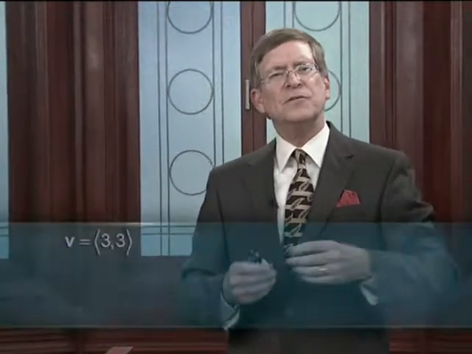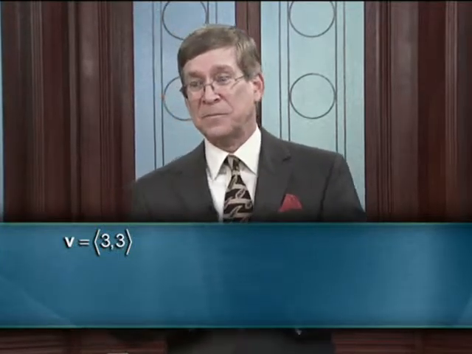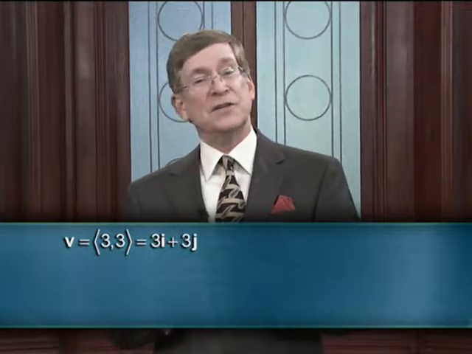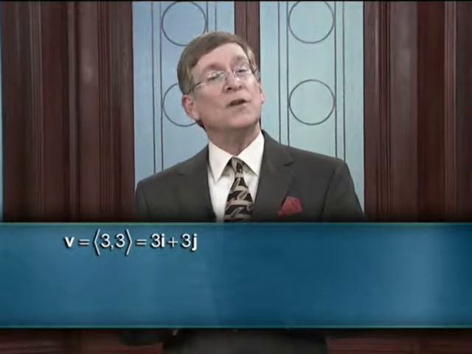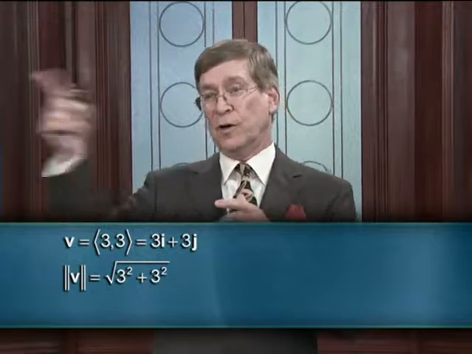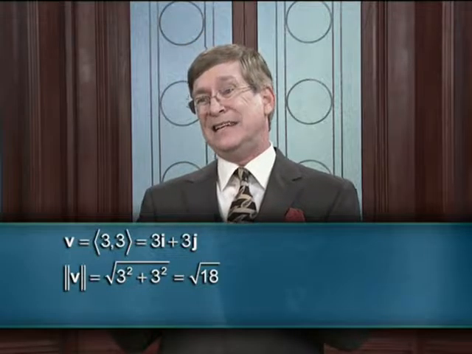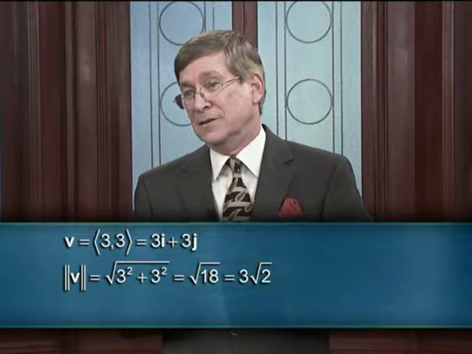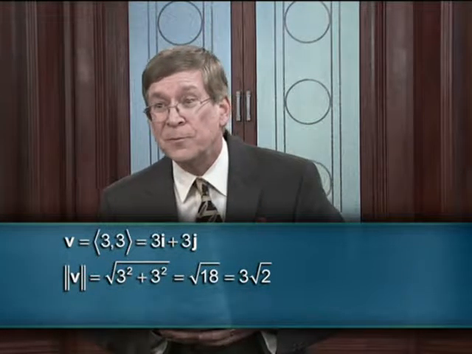Let's do a quick example of this new idea. Suppose v is the vector 3, 3, which would be 3i plus 3j. What's the length of the vector 3, 3? Well, it's 3 squared plus 3 squared, all square rooted. 9 plus 9 is 18. Square root of 18 is 3 square roots of 2.